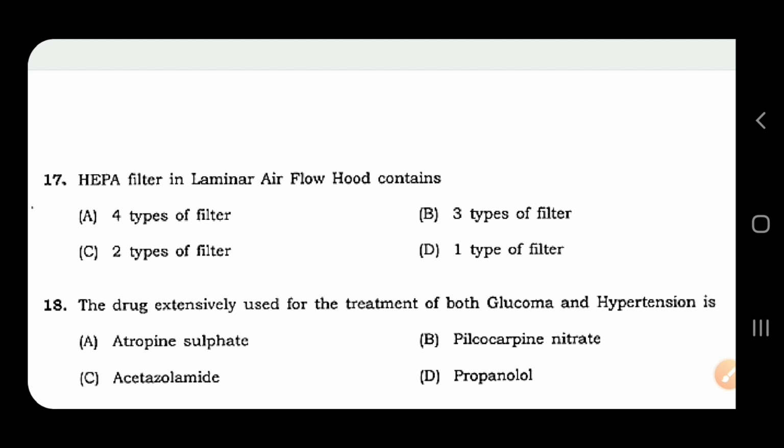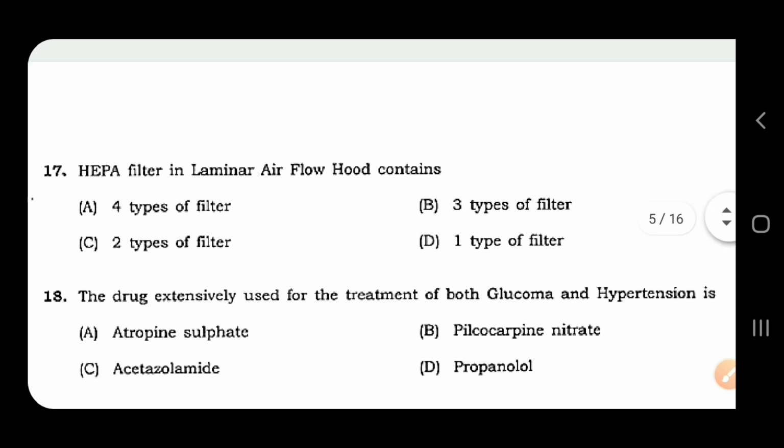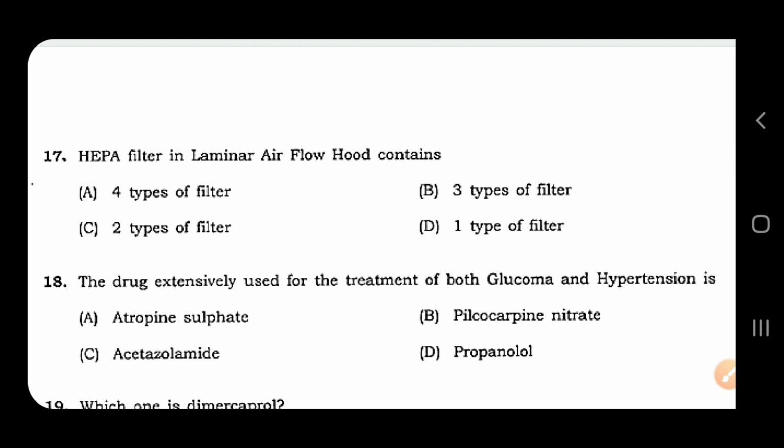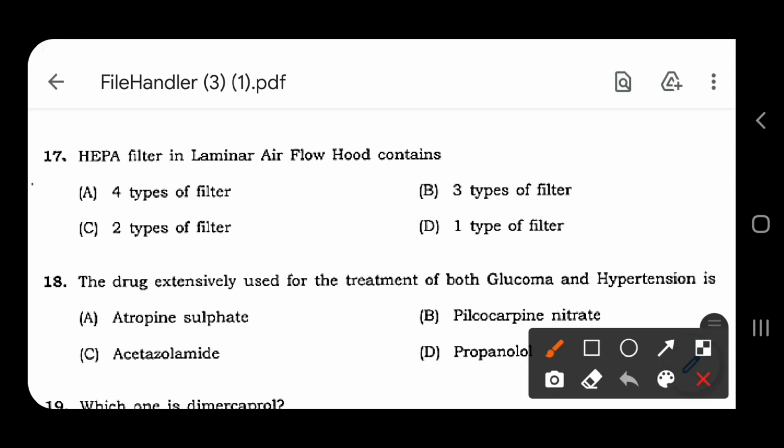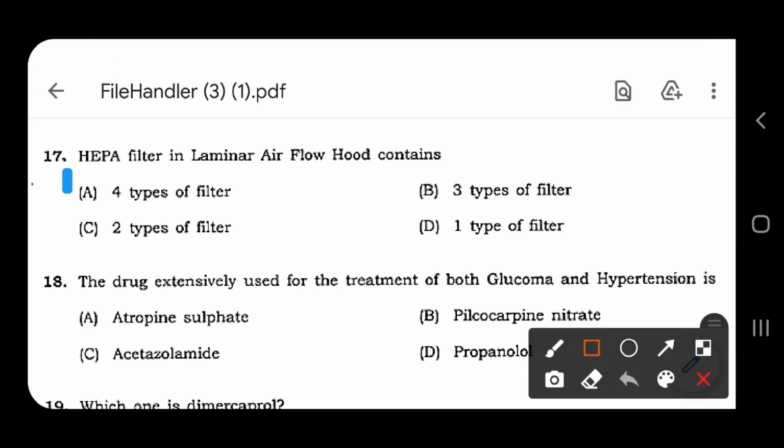Next is question number 17. HEPA filter, that is high efficiency particulate air filter in laminar airflow hood, contains 4 types of filter, 3 types of filter, 2 types of filter, 1 type of filter. Here the correct answer is A, that is 4 types of filter.